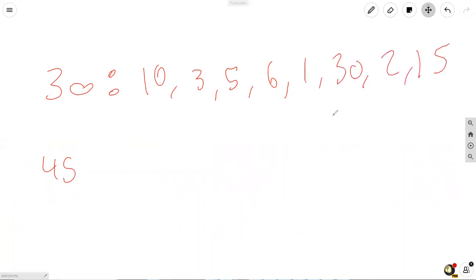Did I write down all of them? Always write them in pairs. Okay. What about 45? 9 and 5. Good. 1 and 45. Good. Arjan, Asad. Arzan. What else? Well done, Tayami. 3 and 15. Is there any others?